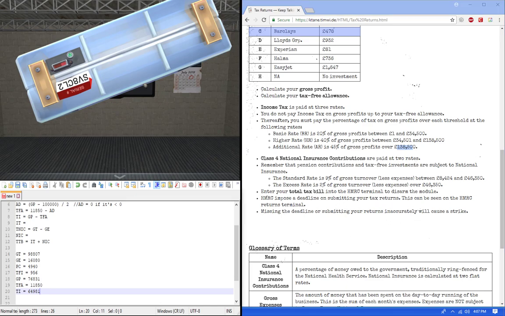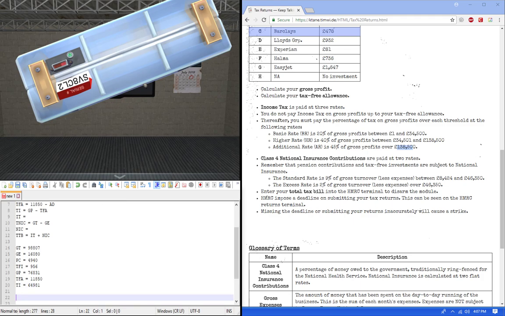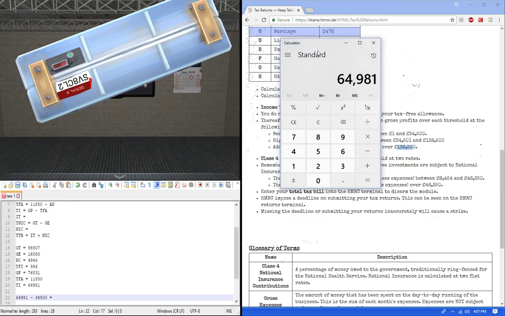So let me put this in a different way. So we have 64,981. How much of that is between 1 and 34,500? Well, we can take the entire 34,500 because that's how much we can take away from it. So we're going to do that. See, calculator stuff here. 64,981 minus our 34,500. And this is how much we're left over with: 30,481.